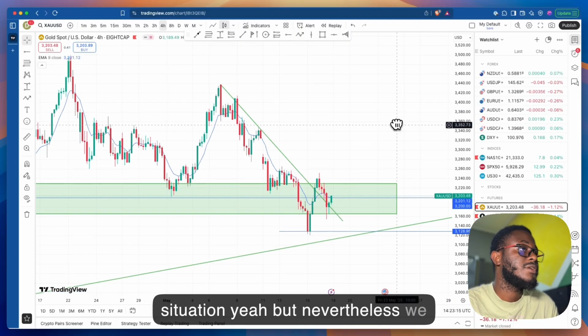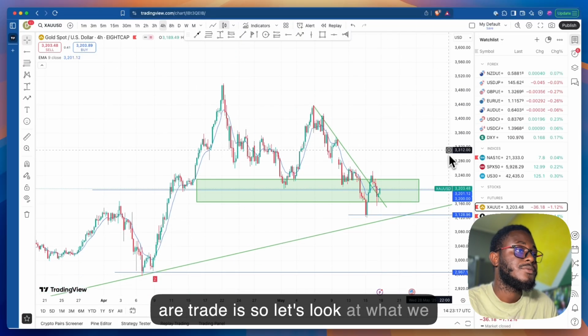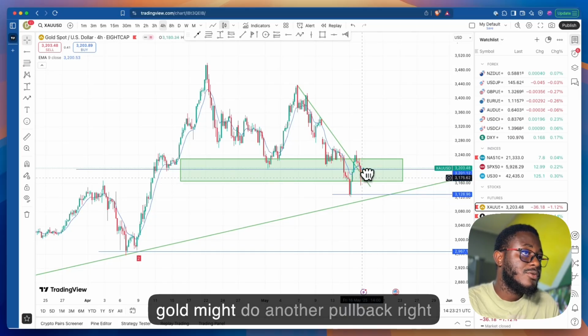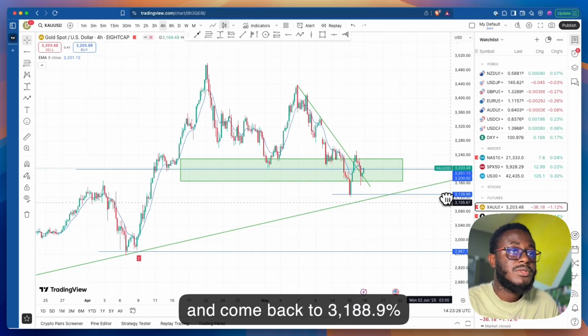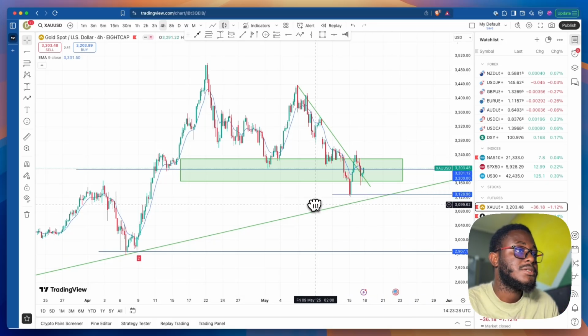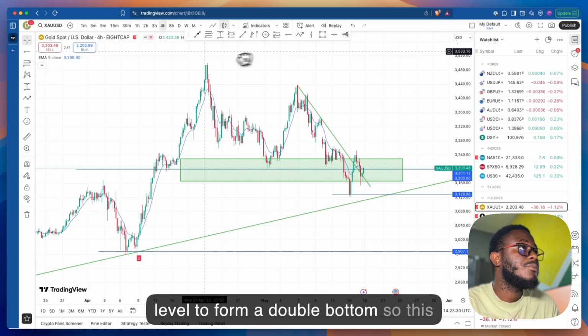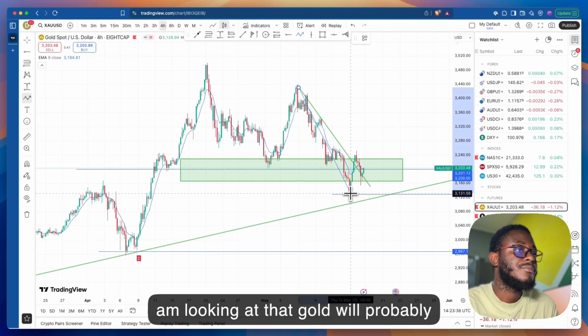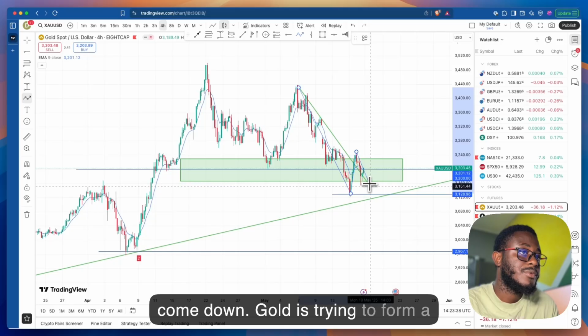Yeah, but nevertheless, we are traders, so let's look at what we need to do. All right, so what I see is gold might do another pullback and come back to the 3,128.96 price level to form a double bottom. So this is what I'm looking at. That gold will probably come down. Gold is trying to form a double bottom.